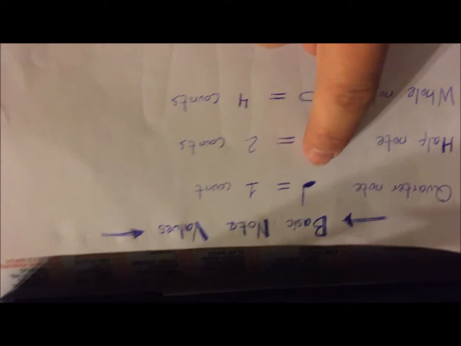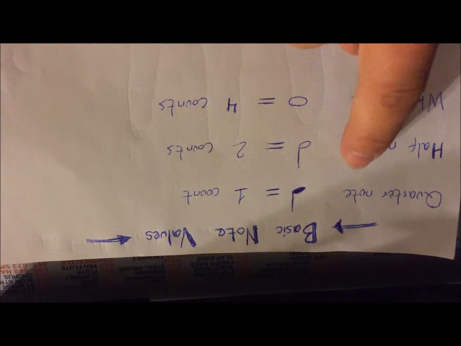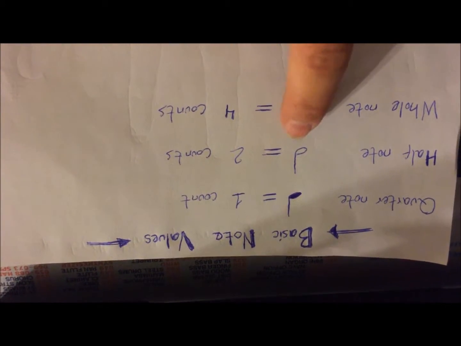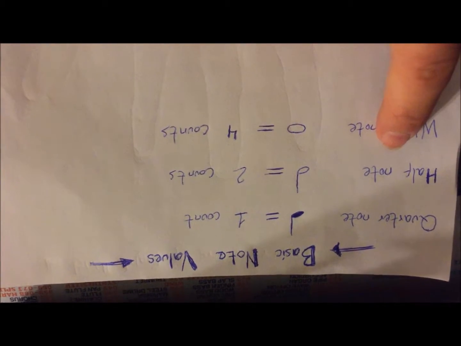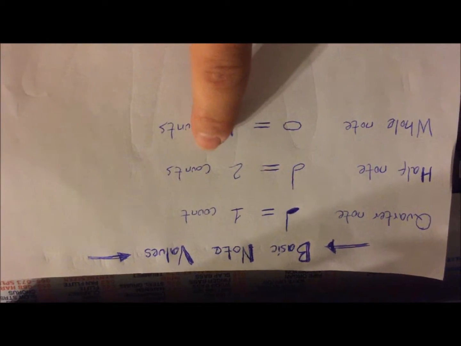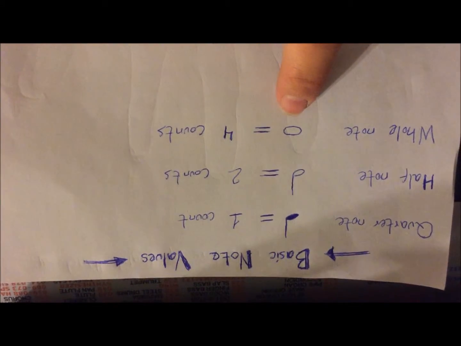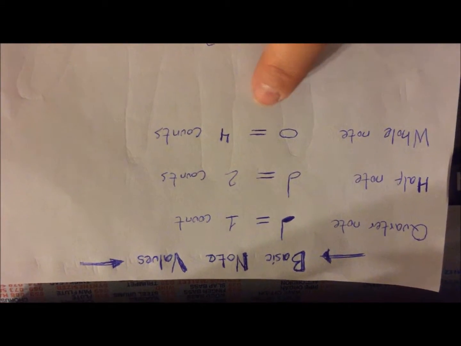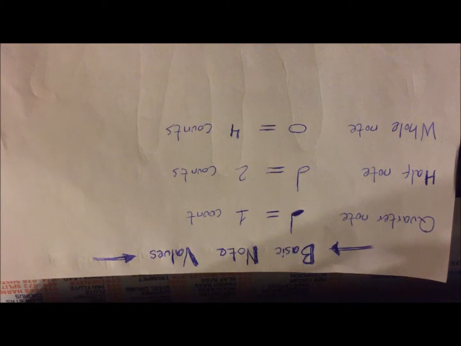This symbol represents a quarter note and is equal to one count. The following symbol represents a half note and is equal to two counts. Last but not least, this symbol represents a whole note and is equal to four counts.